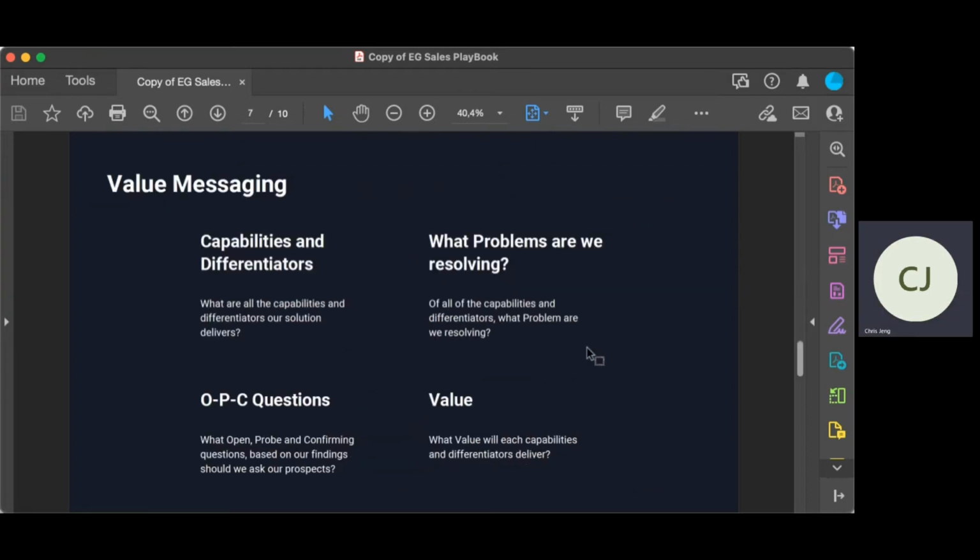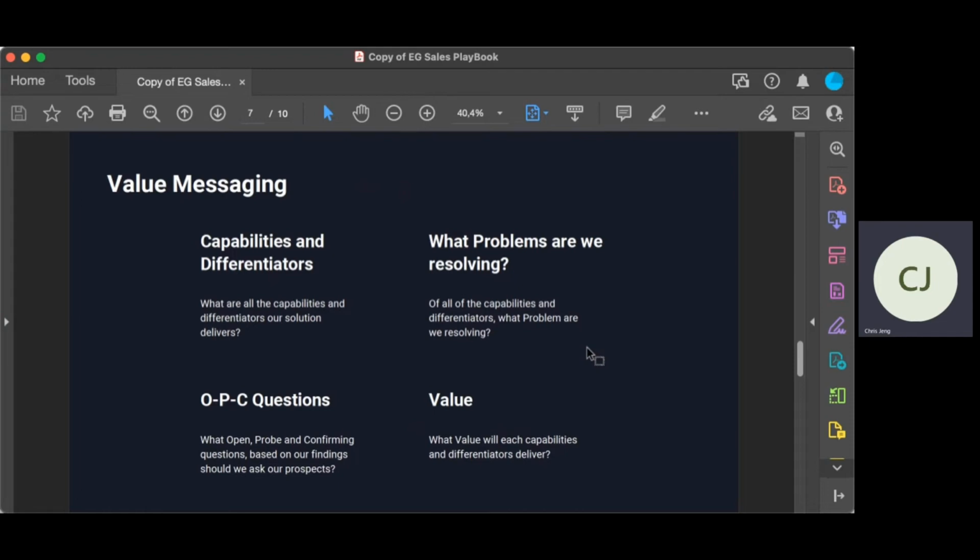So talking about our value selling or lead generation process, again, all built on the basis of value selling, it starts with the value message. One thing that we do as part of creating the sales playbook is we look at what are the capabilities and differentiators that your technology actually delivers. Once we have highlighted each point of that, then we look at what are the problems that we are resolving for each of your capabilities and differentiators.